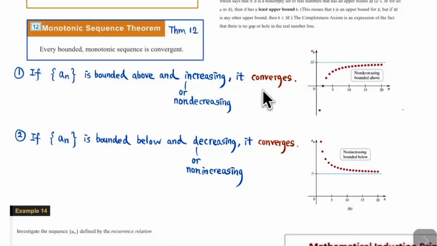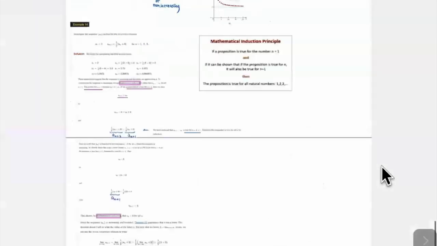So what about the sequence being bounded below? Well, if the sequence is bounded below and the sequence is decreasing, then it's going to converge. Okay, it's going to converge. So this is what it means. Now we're almost done.